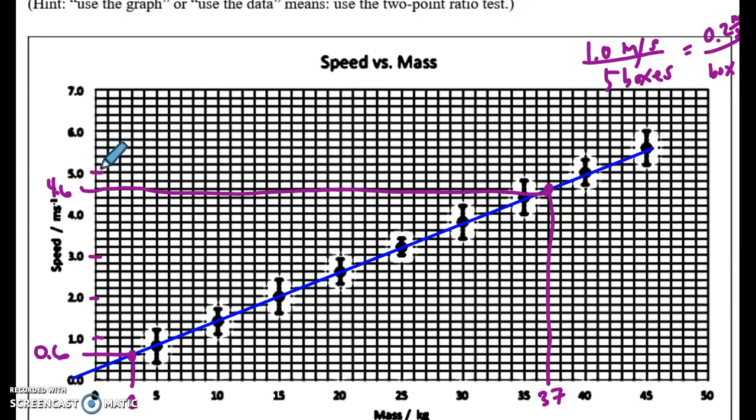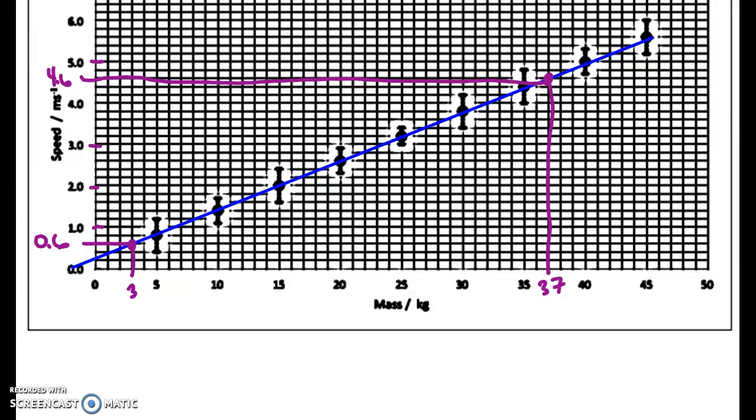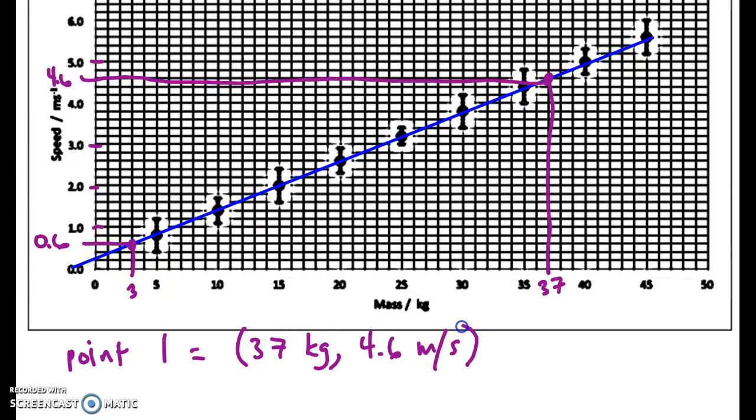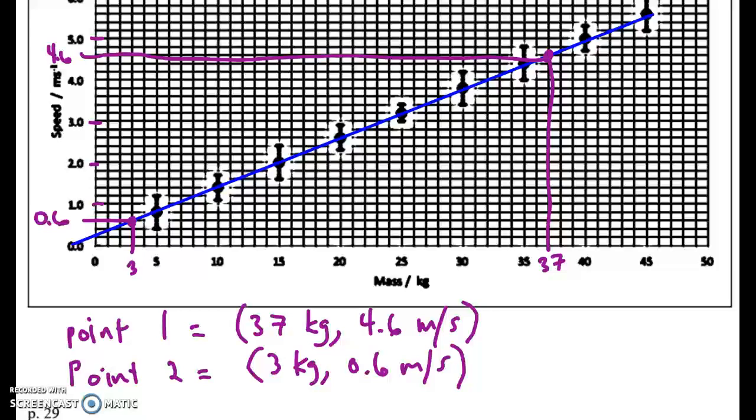Okay, now time for the two-point ratio test. I say 0.1, and then I list x, comma, y. That's 4.6. 0.2, and I tell the examiner what I got. What is the point? What did I measure? Alright.